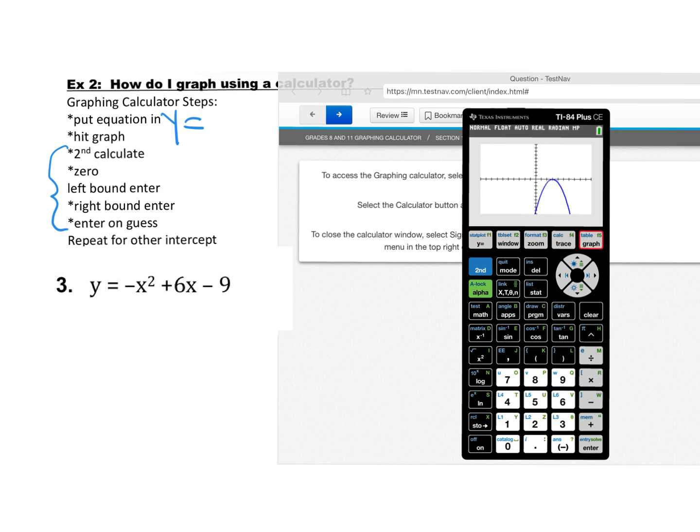All right, so now let's go ahead and we're going to do our second calculate. And again, we're going to find our 0. So now this will be our left, so just go as close as you can, enter. And then we're going to go to the right, enter. And now it wants you to guess. And it appears that x, let's just round that to x is equal to 3. And we only have one x because it appears that that vertex is right there on the 3.